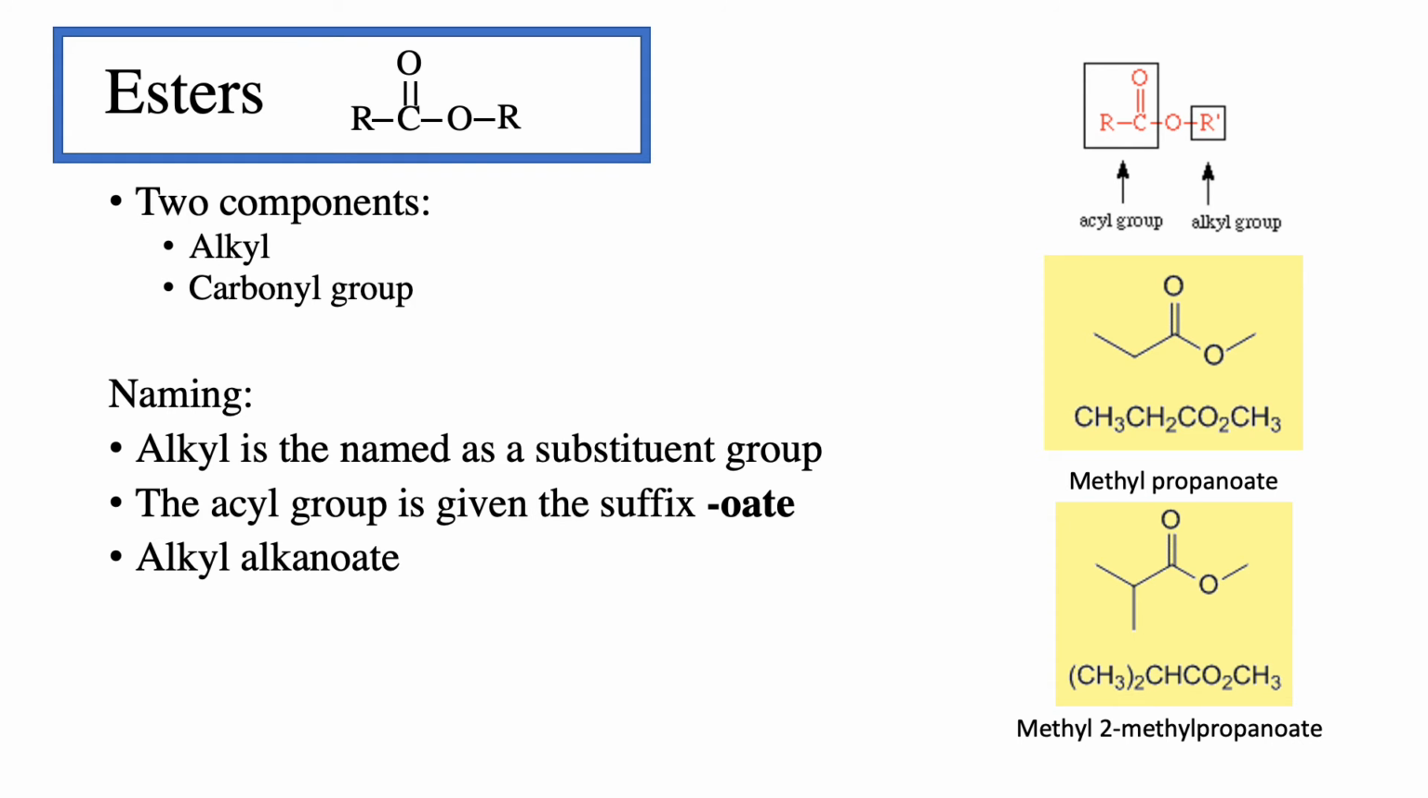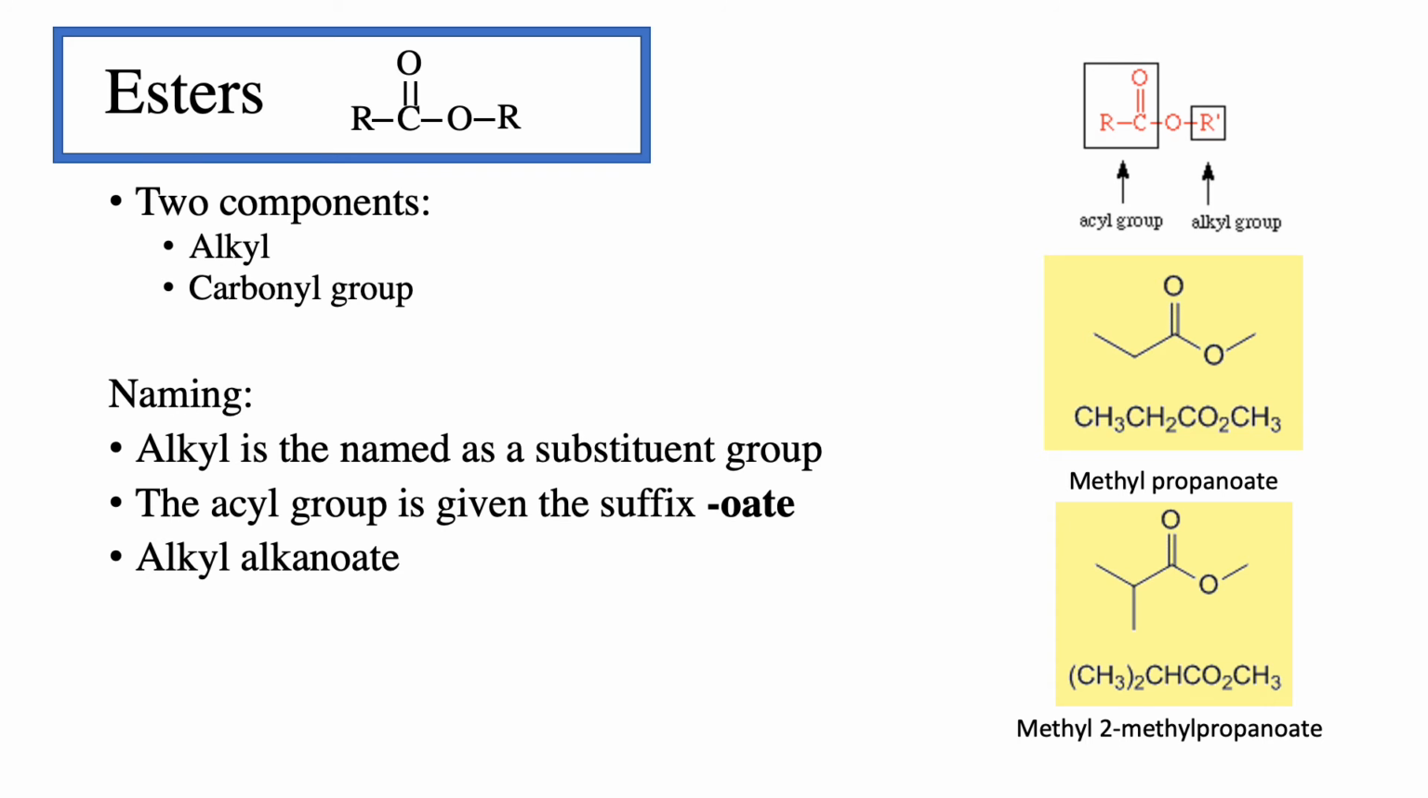Okay, so next we have esters. So this functional group consists of 2 components. We have an alkyl group and we also have our carbonyl group. And as you can see here, attached to our oxygen, we'll have some type of grouping here, as well as on this one, another group as well. So for naming, the alkyl is named as a substituent group. So whatever is attached to the O, we name as a substituent group.